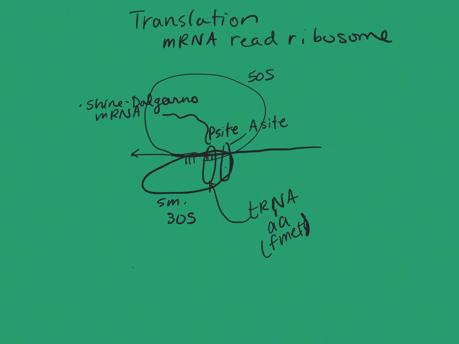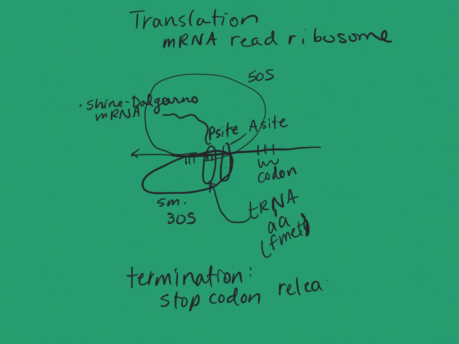How does translation terminate? Remember, when a stop codon is read, there are 3 different stop codons, and every 3 base pairs makes a codon. And when a stop codon is read, then there's a pause in translation, and release factors come in and cause the ribosomal complex to dissociate, and translation is terminated.